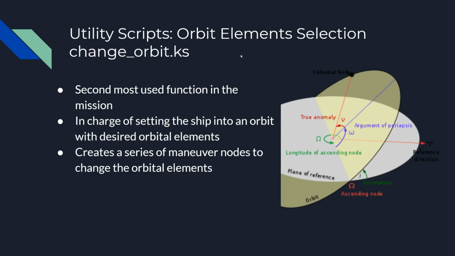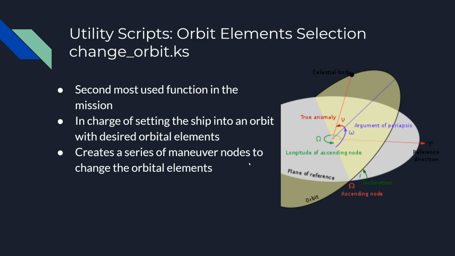This is essentially a way to select the orbital elements that I want my orbit to be in. And orbital elements are sort of like the equivalent of GPS coordinates, but in this case, it defines the shape of your orbit and what its orientation is. So here are three that I use: the longitude of ascending node, the inclination, and the argument of periapsis. These essentially define which way the orbit is oriented with a reference direction and a plane of reference. And then lastly, the actual shape is defined by the periapsis and apoapsis distances.